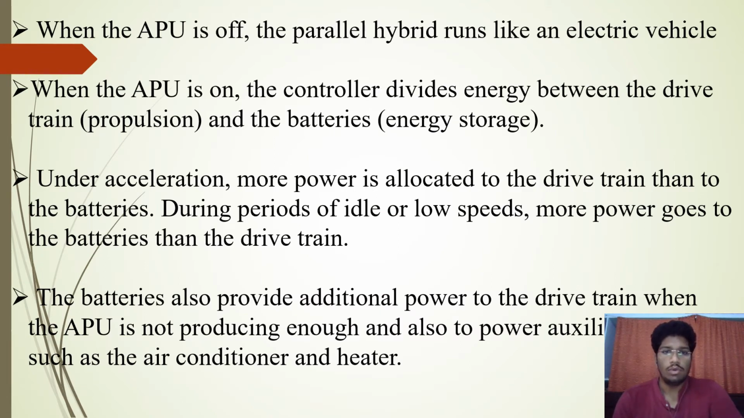When the APU is off, the parallel hybrid runs like an electric vehicle. When the APU is on, the controller divides energy between the drivetrain, that is propulsion, and the batteries which store the energy. Under acceleration, more power is allocated to the drivetrain than the batteries. During periods of idle or low speeds, more power goes to the batteries than the drivetrain. The batteries also provide additional power to the drivetrain when the APU is not producing enough, and also to power auxiliary loads such as the air conditioner and heater.